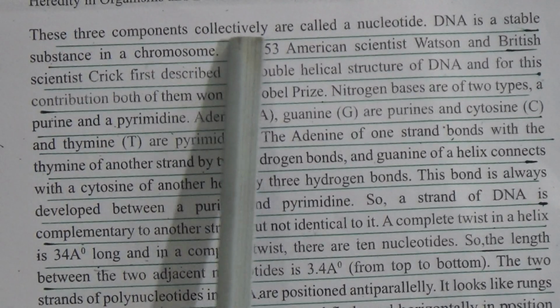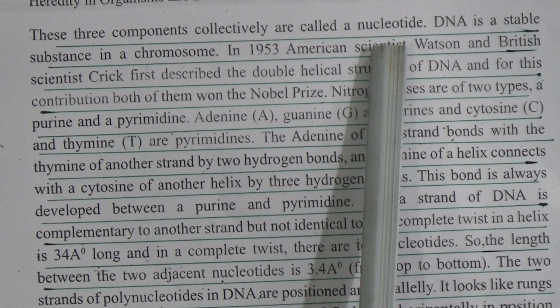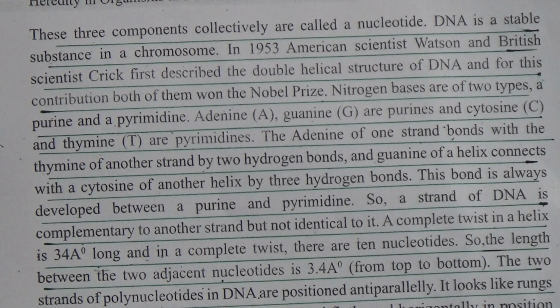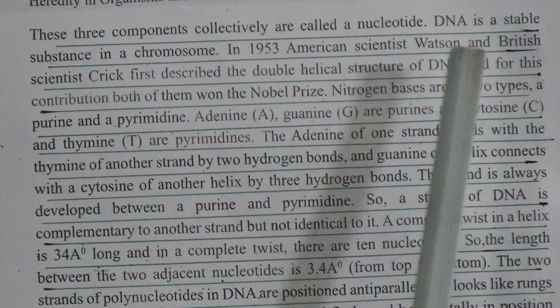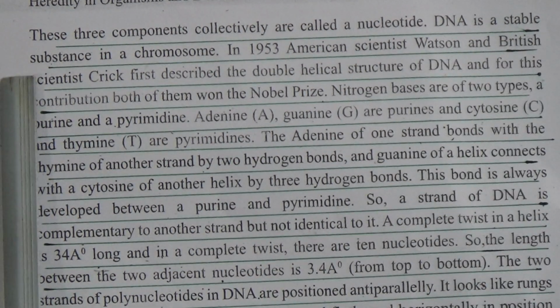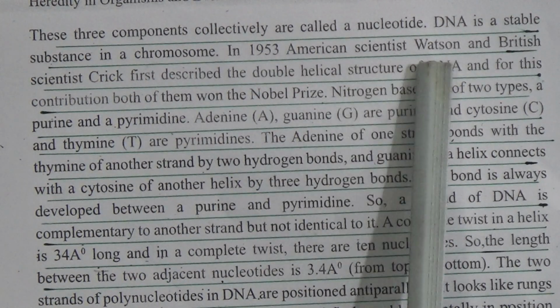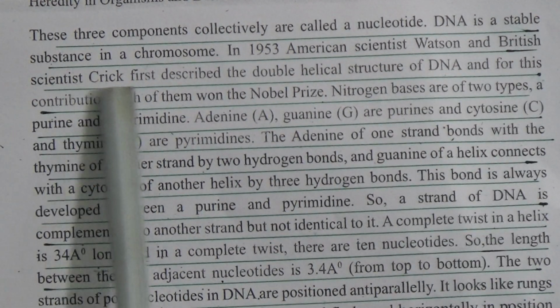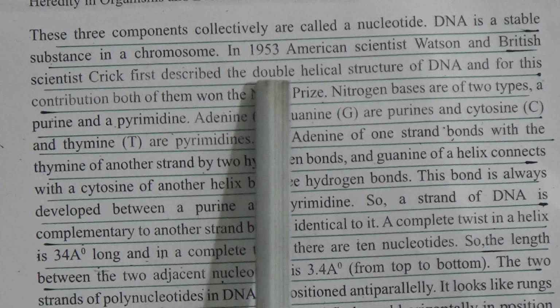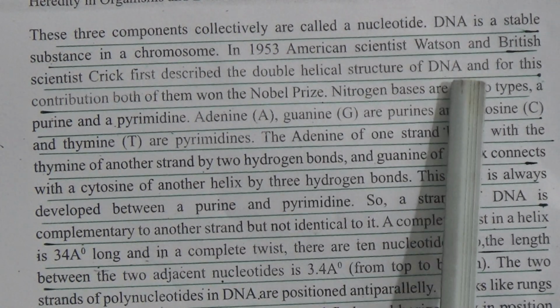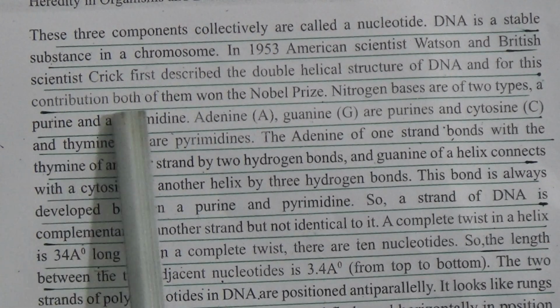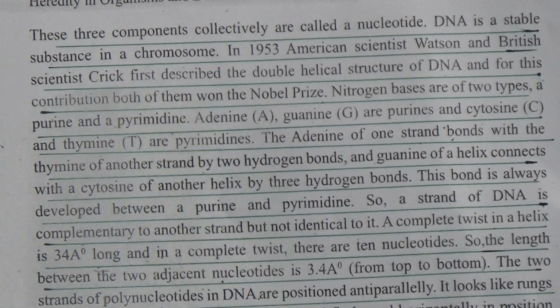Now come to here, this is page number 253. These 3 components collectively are called a nucleotide. DNA is a stable substance in a chromosome. In 1953, American scientist Watson and British scientist Crick first described the double helical structure of DNA, and for this contribution both of them won the Nobel Prize.